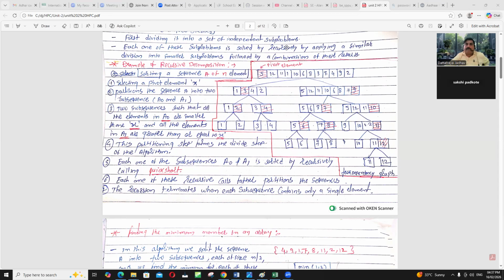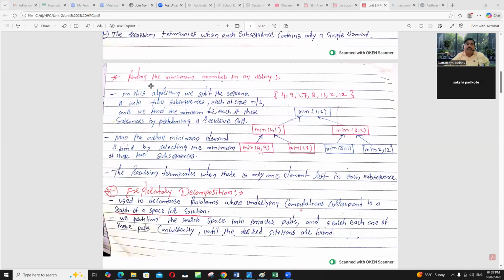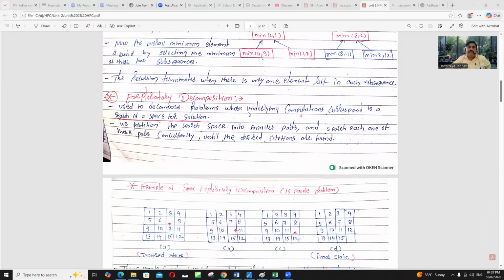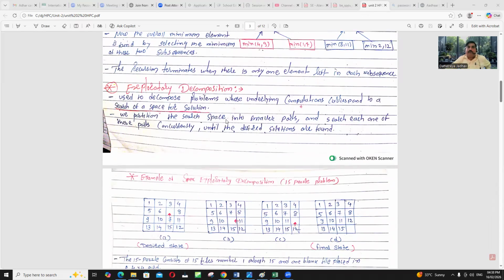Related to this parameter, we then went on to finding the minimum number in an array, right? That concept we went through with the recursive decomposition parameter. Whenever we go with this concept, the next is exploratory decomposition. It's the second method of decomposition.